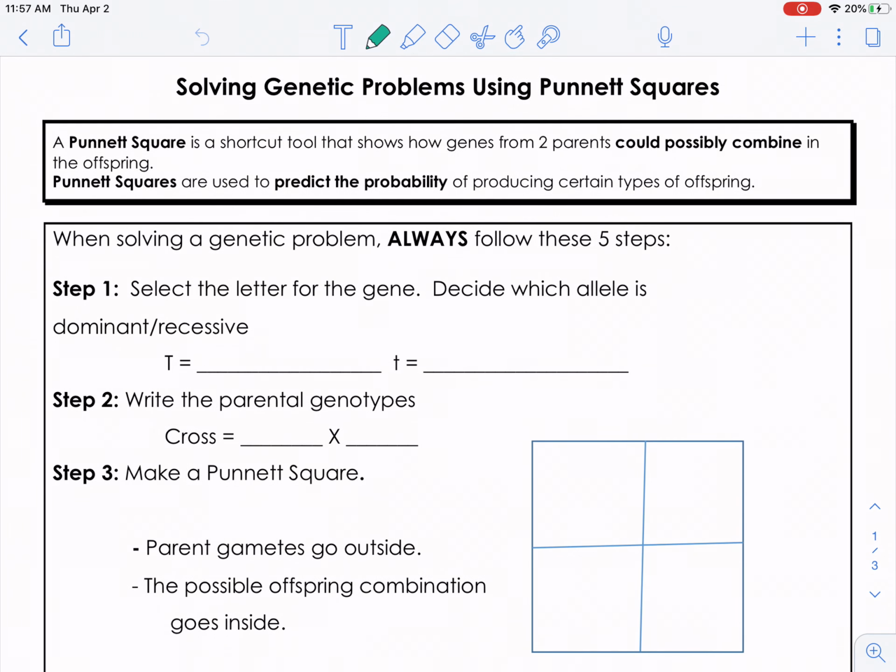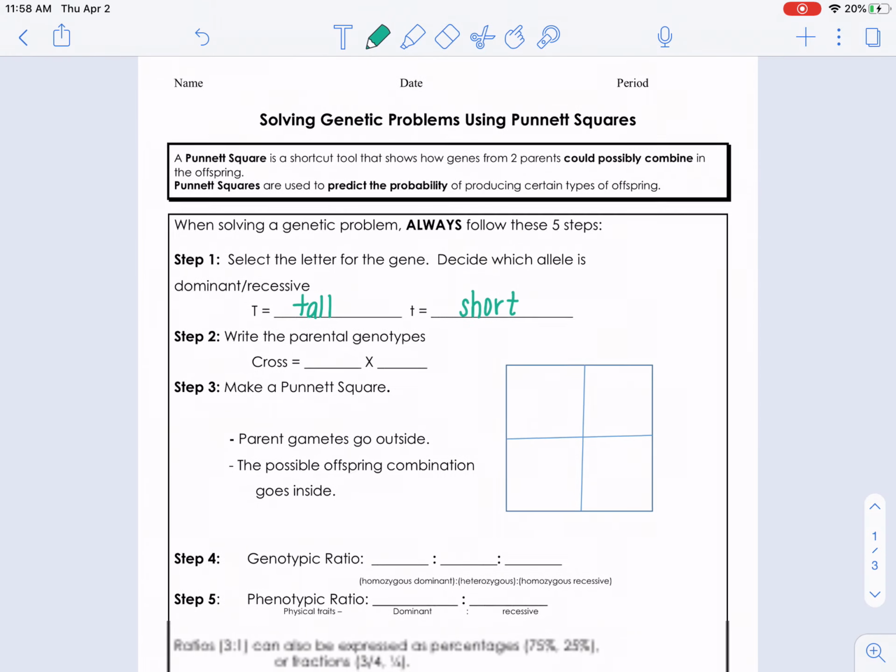Solving genetic problems. These are the steps of how you should process every single Punnett square no matter what. First thing is to figure out which one is dominant, which one is recessive. Up here, we have a big T and a little t. We're just going to assume that we're talking about tall and short. Why? Because that's the basics of what we've been talking about.